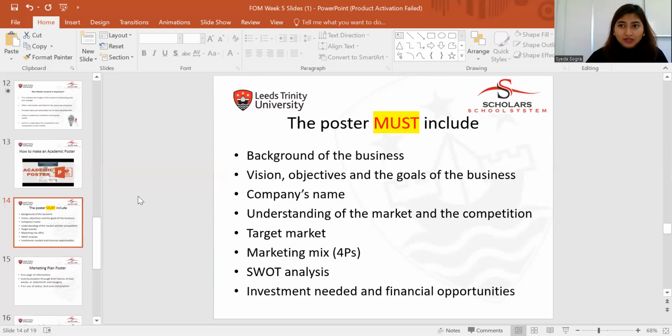A company's name is very crucial. Selecting the right name with a meaningful content is very important. Then the understanding of the market and the competition. The poster must also have the target market because it says who you are serving, and also the marketing mix and SWOT analysis. And most importantly, the investment needed and the financial opportunity, because that's going to say how you're going to fund your business and how you're going to manage the finance for your business.